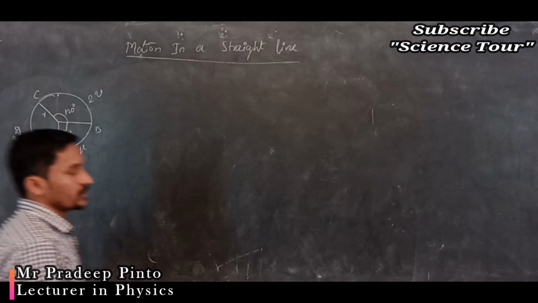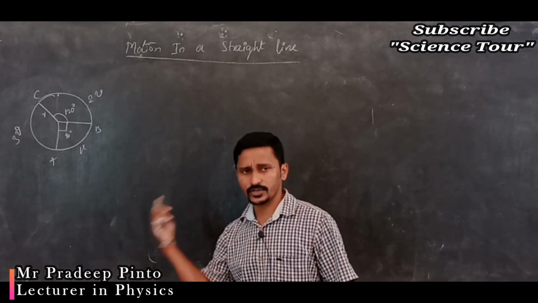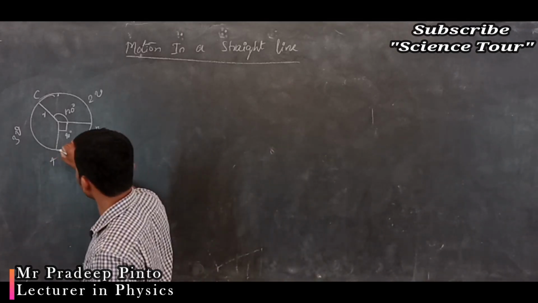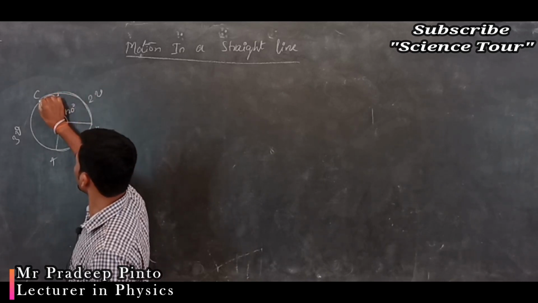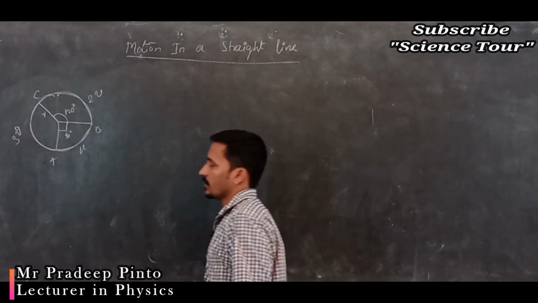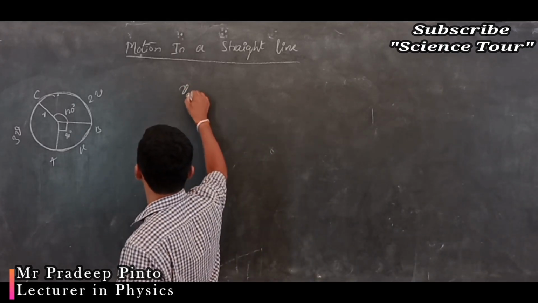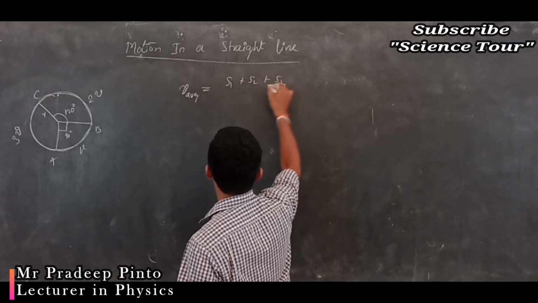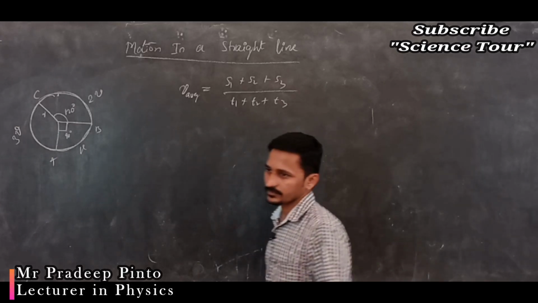Now you can see a problem, a formula, a diagram. What it says is that A to B distance is with the velocity V, B to C distance with the velocity 2V, and C to A distance with speed 3V, not velocity. Now you are supposed to find out the average speed. So what you have to do is S1 plus S2 plus S3 divided by T1 plus T2 plus T3.